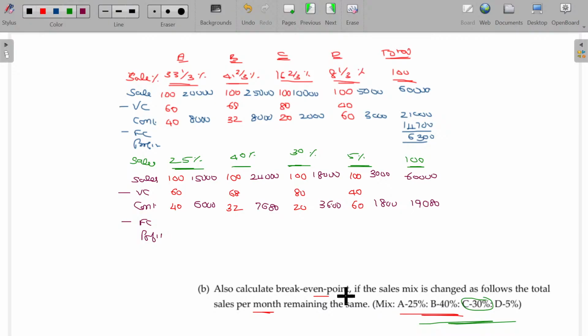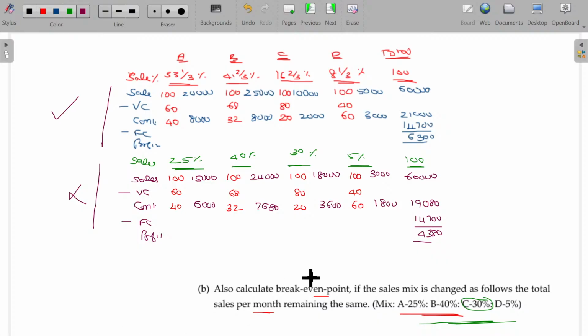Okay. So now what happens? Because of changing the mixture, your contribution is decreasing. So your suggestion is that you should not recommend this changed one. From that, fixed cost 14,700 is subtracted. So the profit is 4,380. Compared to the earlier one, now the profit is decreased. So the revised mixture is not recommended. You have to continue with the existing one itself.